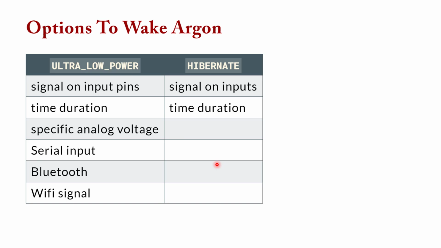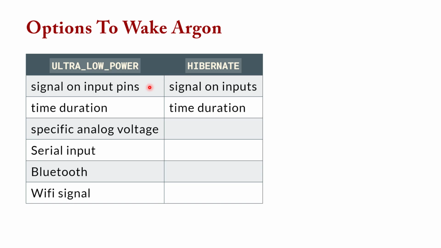So of the two modes I talked about, hibernate and low power, these are how you can wake it up. Hibernate, for example, can only be woken up by an input signal, which would be like a button press, or a specific time. So I would like to sleep for 30 seconds, or I would like to sleep for an hour. You can have it wake up. Okay, so kind of limited.